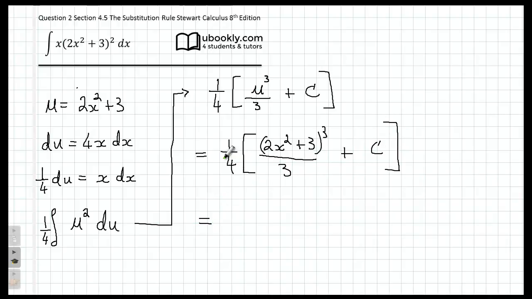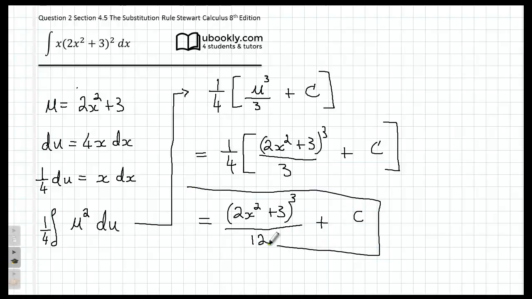Alright, and I put the quarter inside. I'll get 2x squared plus 3 cubed all over 4 times 3 would be 12, plus c over 4, which can just remain as c. So that's my answer. Next question.